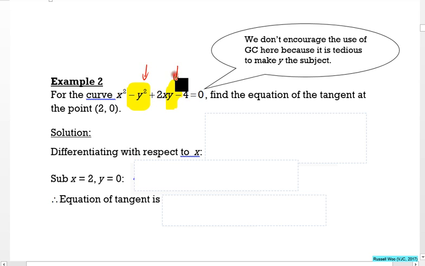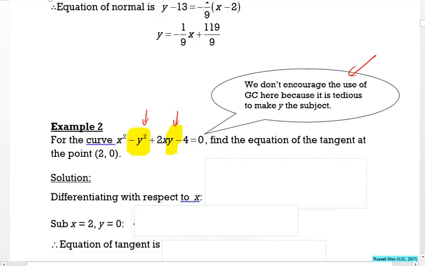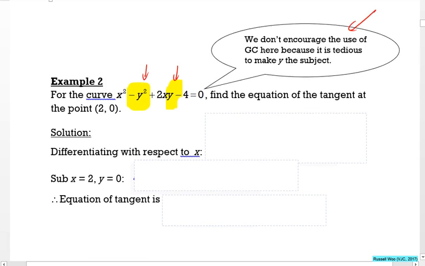Correct? And look at this comment. You should be able to observe on your own. There's a y square, there's a y. It will be very difficult to make y the subject. So therefore, we do not encourage the use of GC. It's because it's tedious to make y the subject.